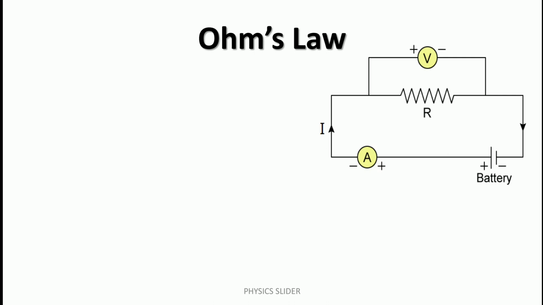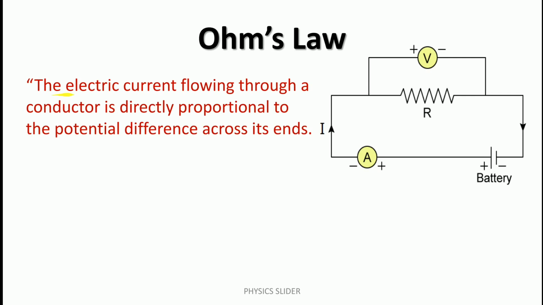Let us consider a conductor with the resistance R, which is connected in parallel with the voltmeter and in series with the ammeter, and a battery is giving the supply to this conductor. So what happens? The electric current flowing through a conductor is directly proportional to the potential difference across its ends.